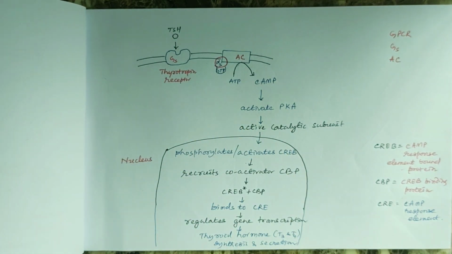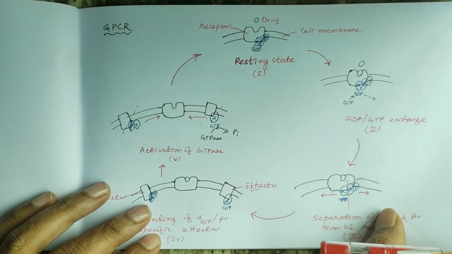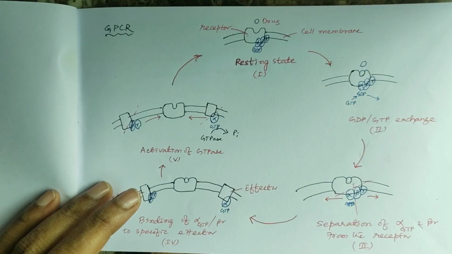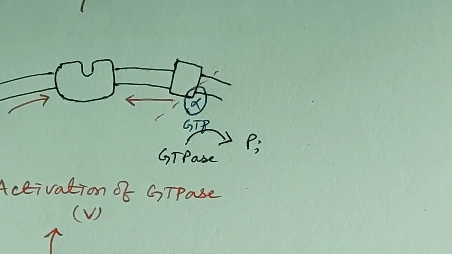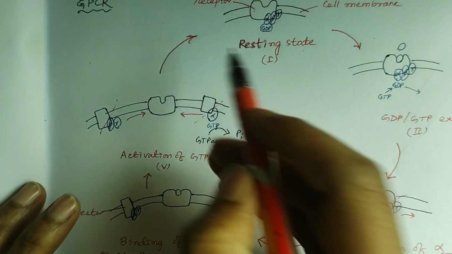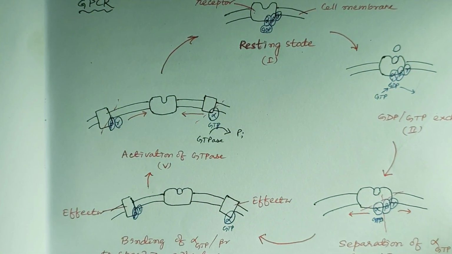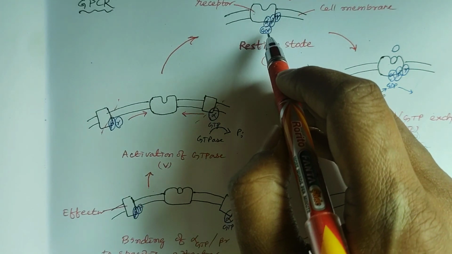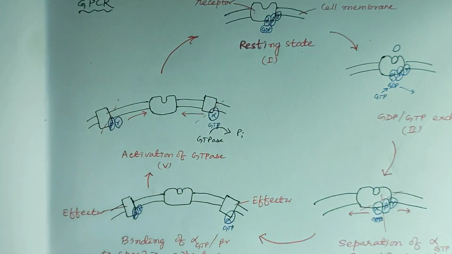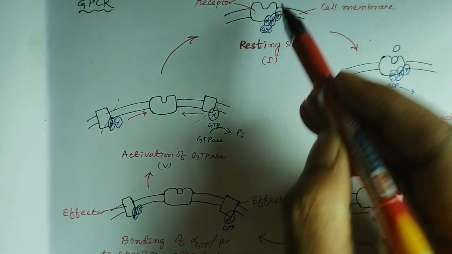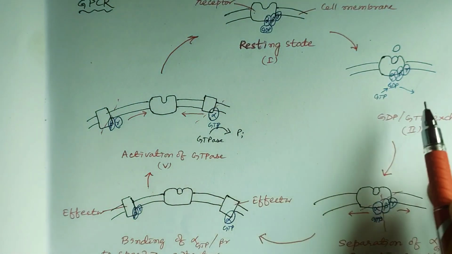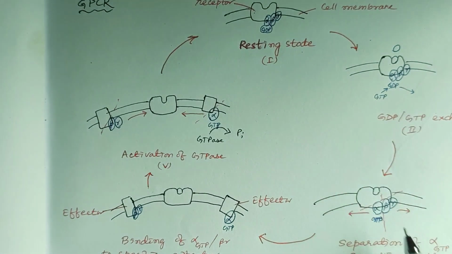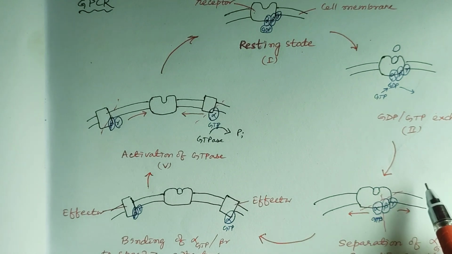And let us see the G protein coupled receptor. You can refer to our earlier classes on G protein coupled receptor. So you can see the G protein coupled receptor, there is G protein alpha, beta and gamma, and GDP is linked to alpha. In the resting state, when the ligand binds to the receptor, there will be GTP exchange for the alpha GDP, and it becomes alpha GTP, and it gets separated from beta gamma as well as the receptor.